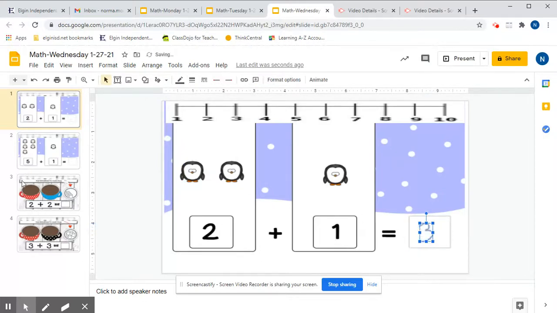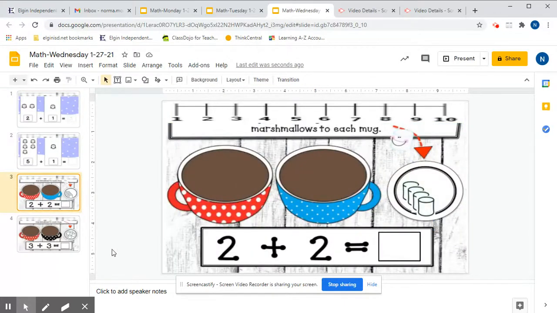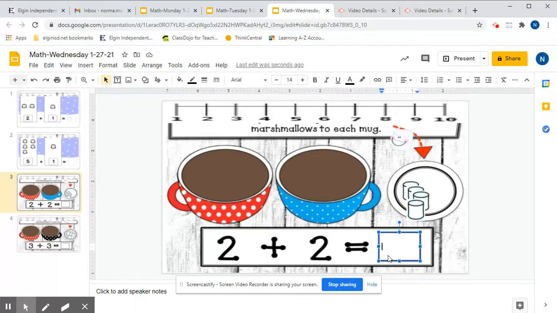Okay? Now let's go over the cups and the marshmallows real quick. So your number line or addition sentence is down here, and we have 2 plus 2 equals something. So first thing you have to do is move the marshmallows to the cup. Remember, this is a 2, so you're going to put 2 marshmallows here. That's a 2, so you're going to put 2 marshmallows there. Then you're going to count them all together, and then you're going to click over here and either type it if you can, or if you're having a hard time typing, you're going to go to the scribble line and then write it. Okay? So that is your homework for today.